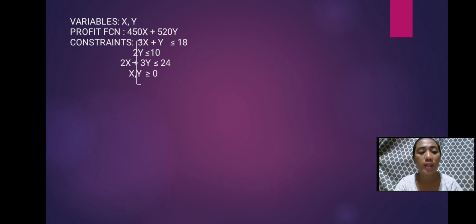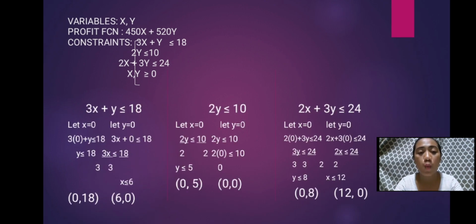So for solving and to get our points on the graph, we let X equal to 0 in every constraint that we made. So 3X plus Y is greater than or equal to 18. So let X equal 0. So 3 times 0 plus Y is greater than or equal to 18. So the remaining is Y is greater than or equal to 18.